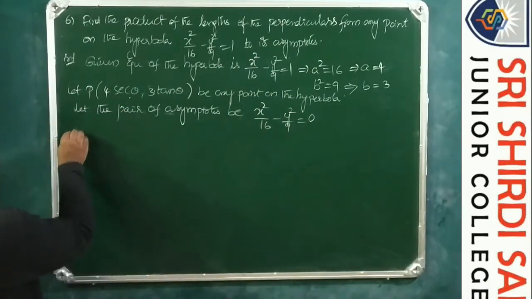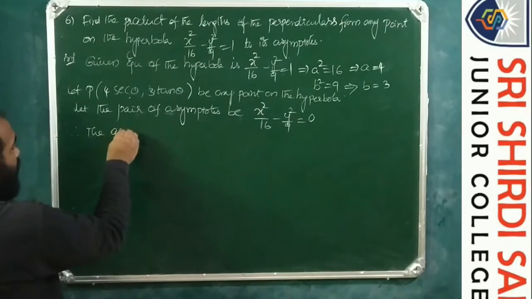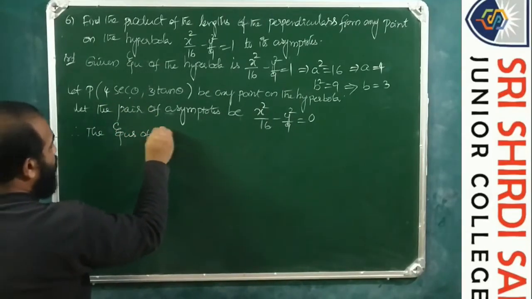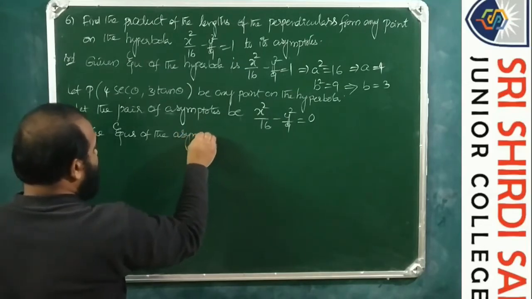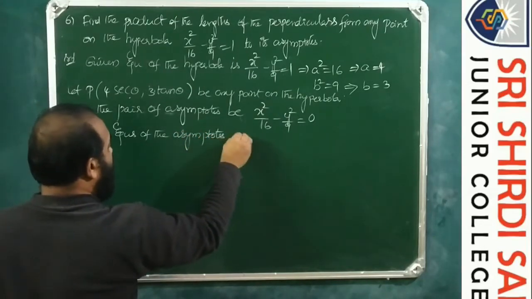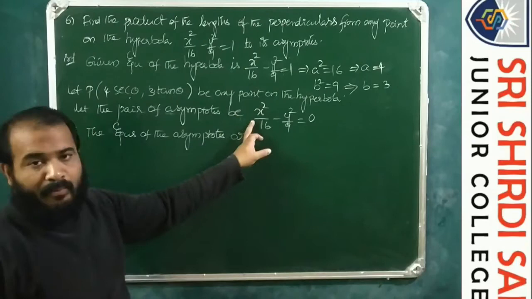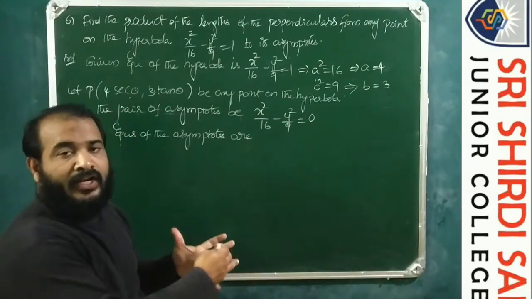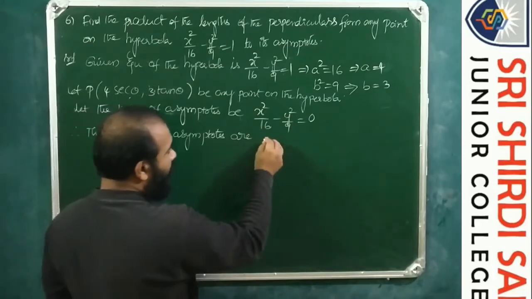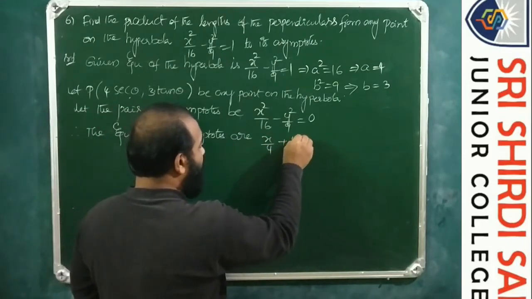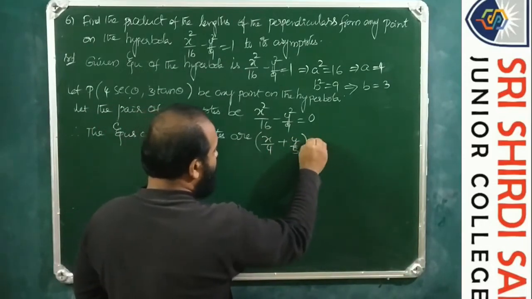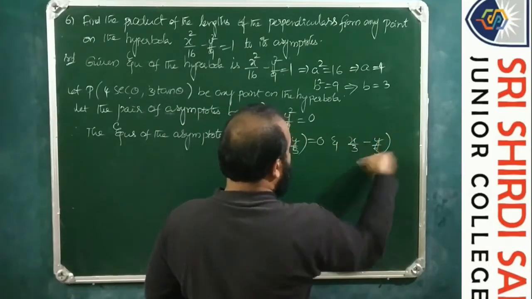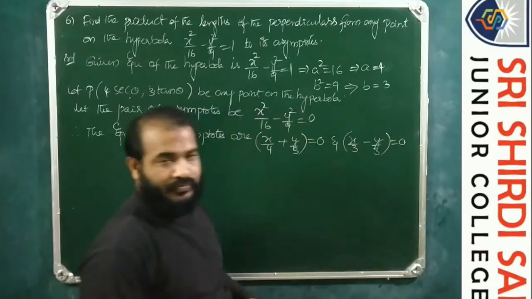Now the equations of the asymptotes are, so this is the combined equation of the pair of asymptotes. So if you want the individual asymptotes, they are x by 4 plus y by 3 equals 0 and x by 4 minus y by 3 equals 0.